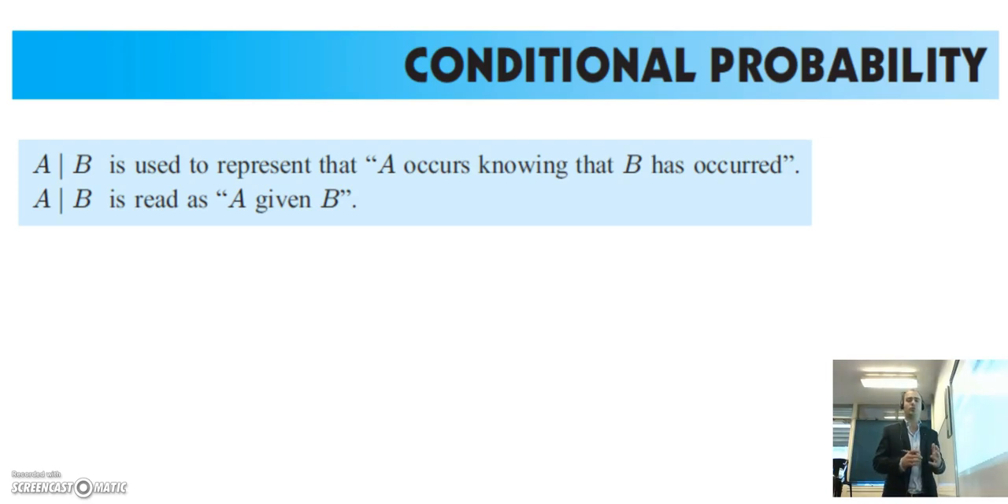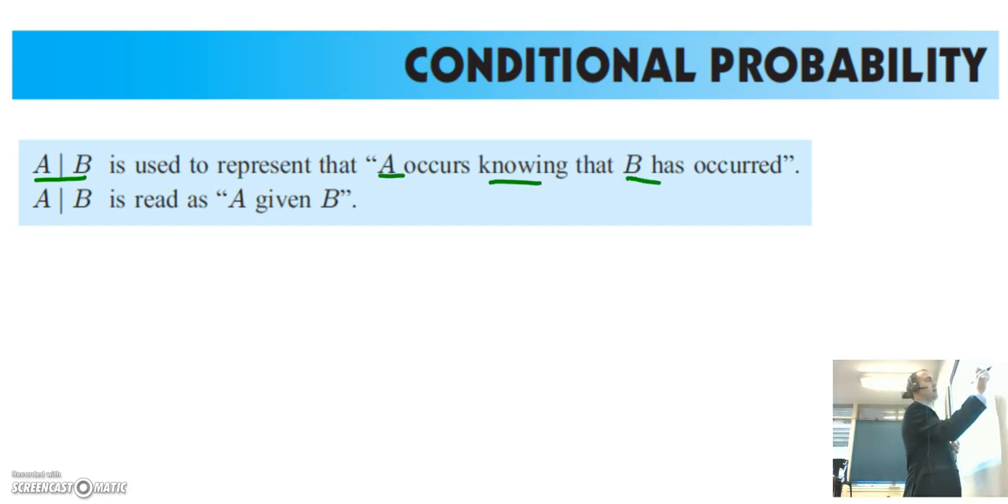We're looking at conditional probability here, and you'll see this symbol A with the line B. So what that means is A given B. So it's got a condition applied to it. Another way of thinking of it is, A happens knowing that B has already happened. So what does that actually look like?